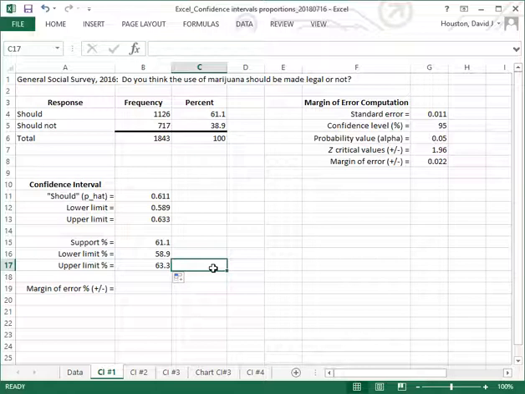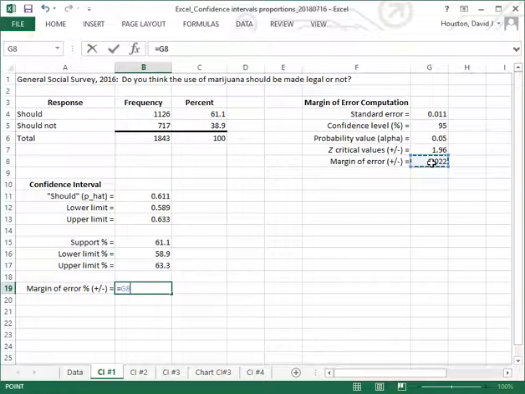up to 63.3%. Now the margin of error oftentimes is reported as a percent, and that's how I tend to report it. So I'm going to do the same thing here for the margin of error of 0.022 and just multiply it by 100. And so there you have the margin of error is plus or minus 2.2%, and then we see the lower and upper limits of this confidence interval.